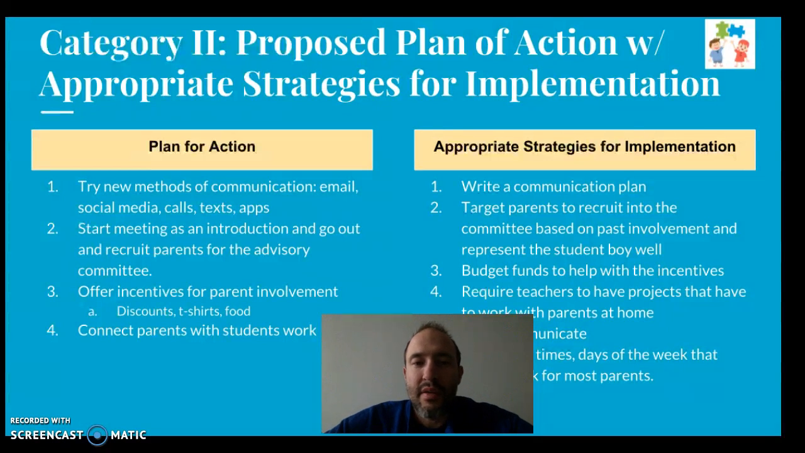Second thing is start the meeting with 8 people as an introductory meeting.